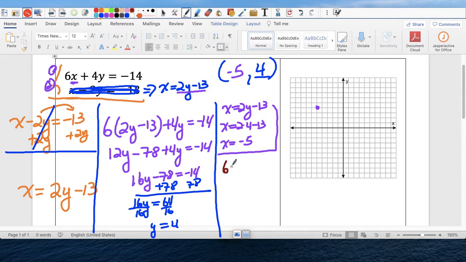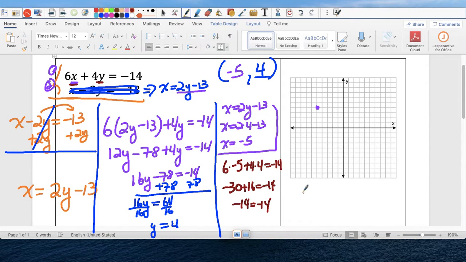So 6 times negative 5 plus 4 times 4 equals negative 14. Right? I replace the x value, which is negative 5, and the y value, which is 4. So we get negative 30 plus 16 equals negative 14, and that is definitely true. So that point right here is where those two lines meet. So let me just rewrite them. Allow me to rewrite them.